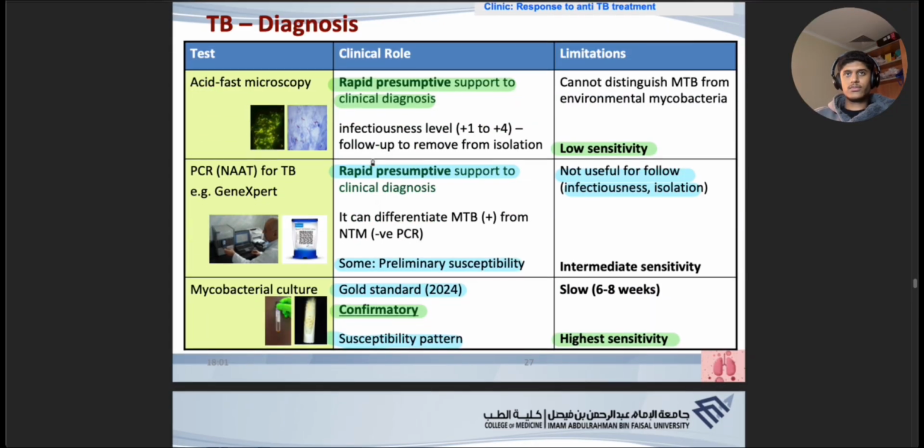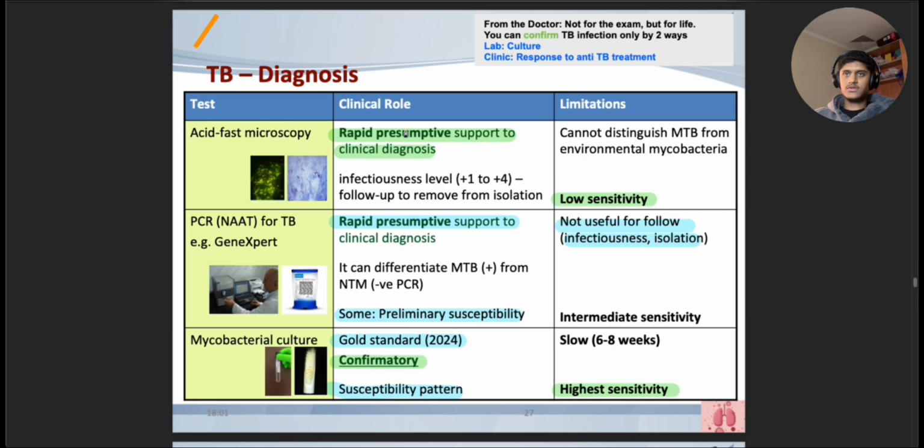This table is really important, as we said. Acid-fast microscopy is rapid, presumptive, supportive to clinical diagnosis. It has low sensitivity, but it is kind of used in follow-up to remove from isolation especially, and cannot distinguish MTB from environmental Mycobacterium, which we will see at the end of this lecture. We also have the PCR, which is really rapid to support clinical diagnosis, and it has preliminary susceptibility, intermediate sensitivity, but it is still not useful for follow-up to make the decision of the isolation or no isolation.